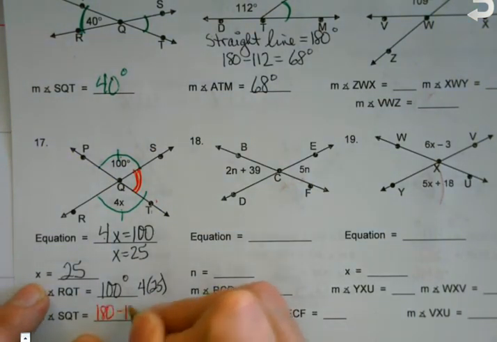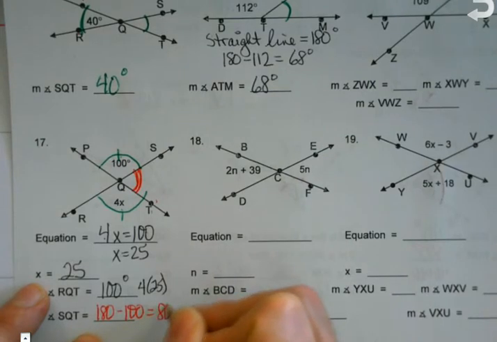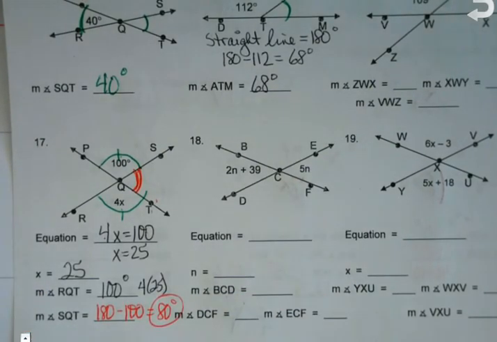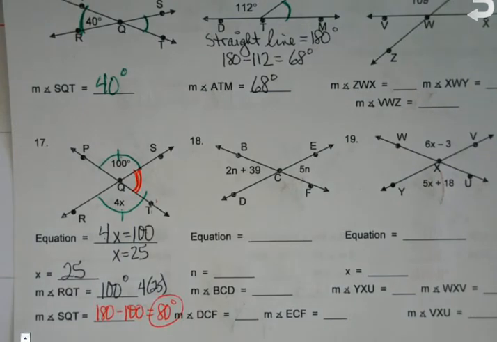That's true. If I was looking for all of them, it would be 360. I totally agree with you. But since I'm just looking for this one individual one, it's just going to be 80 for SQT. If they ask me for PQR, we could find that now too. It works out kind of nice for us.